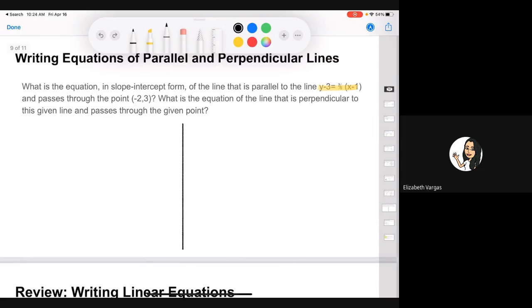Oh. What is happening? Why is it doing that? Okay, there.